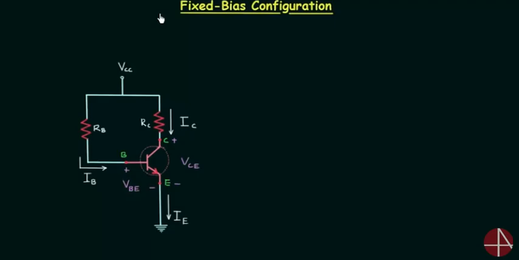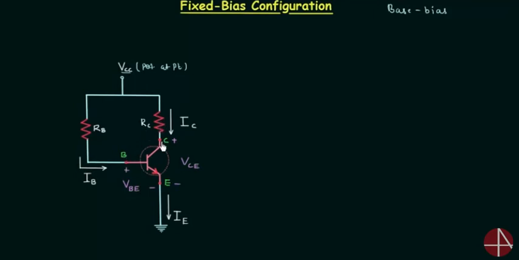The first type of biasing circuit is the fixed bias circuit. The fixed bias circuit is the simplest DC bias configuration. It is also known as the base bias configuration, in which VCC is the biasing potential. Here VCC is not represented as a potential difference, but as the potential at a point.